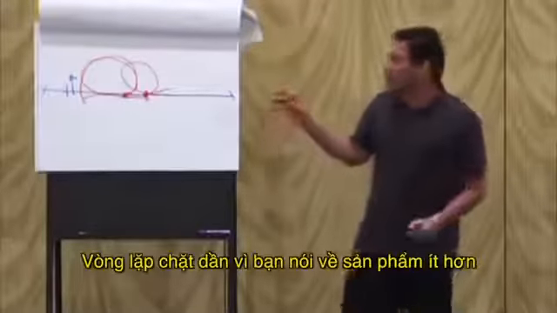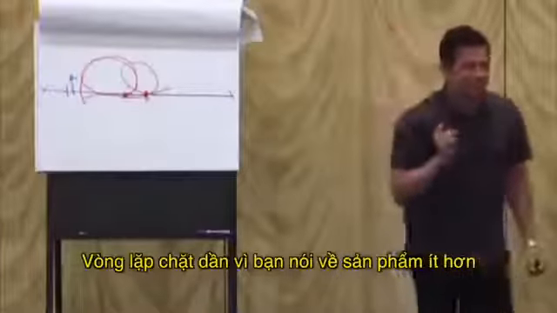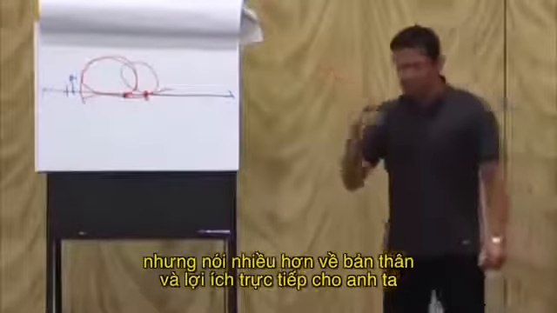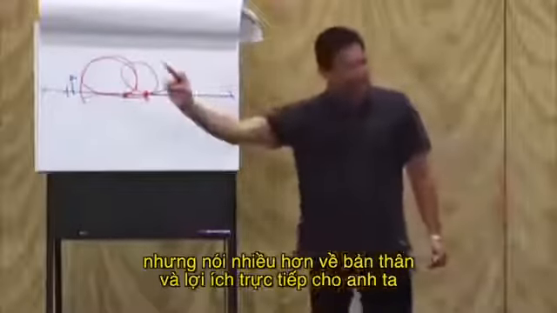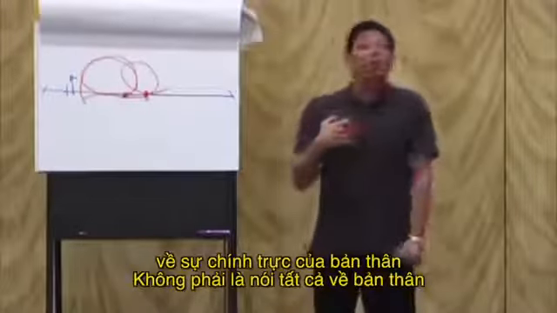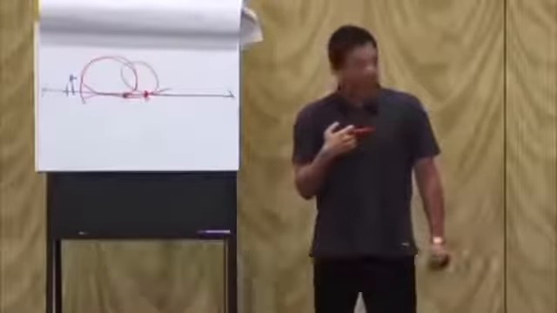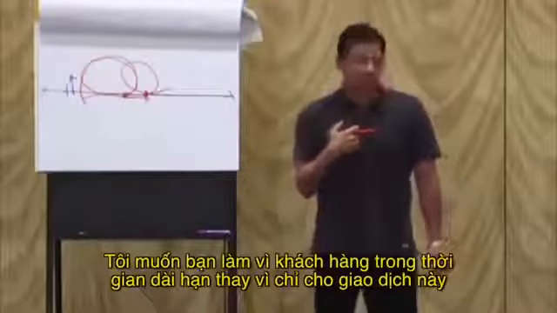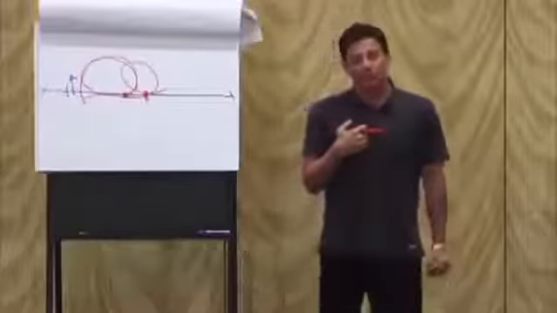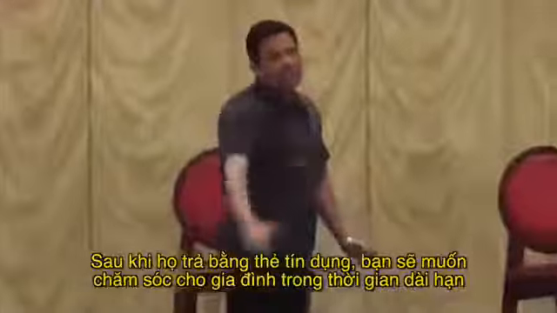Okay? So the loop gets tighter because you're talking less and less about the product and more about yourself and the direct benefits to him. Yourself, I mean your integrity. And I don't mean talking about me. No. Your integrity and how you handle people and your company's integrity and what you could do for them besides this one transaction over the long term. After the credits are paid, we're getting new credit, mortgages. We want to be an asset to you and your family over the long term. This is far beyond one simple credit repair sale.